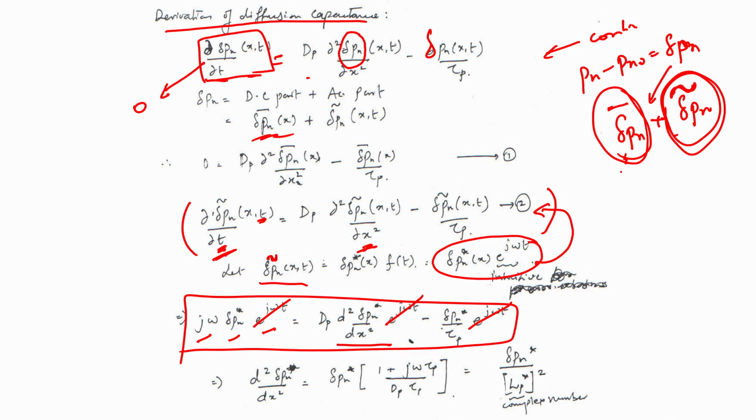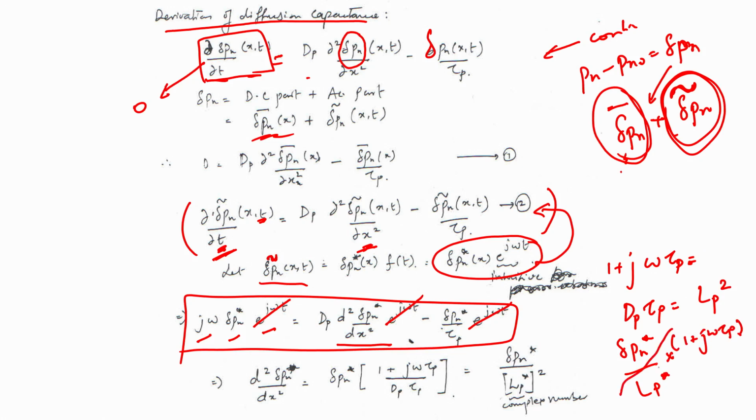It is a complex number, but just think about it a little. Omega tau p is a dimensionless term, and 1 plus j omega tau p is some complex number that has got no dimensions. So we will just say it is some complex number. dp tau p is nothing but your Lp square. So what you have here is delta Pn star by Lp square into this complex number 1 plus j omega tau p.